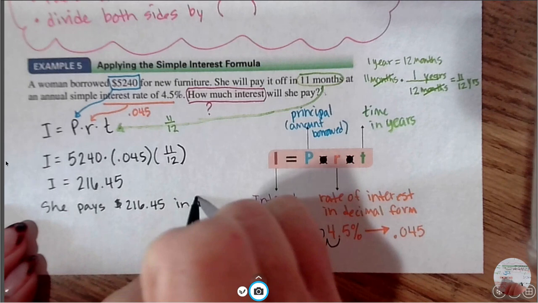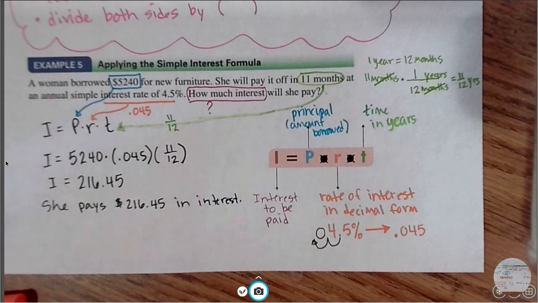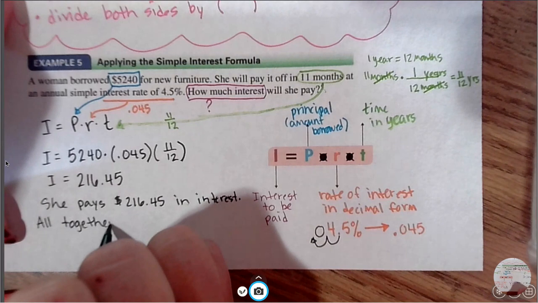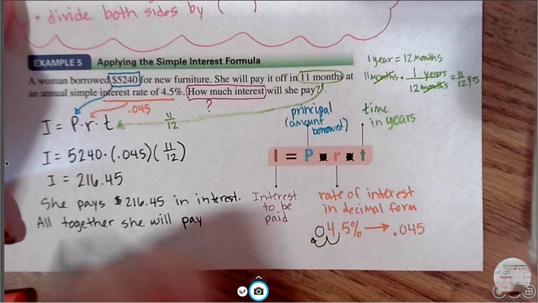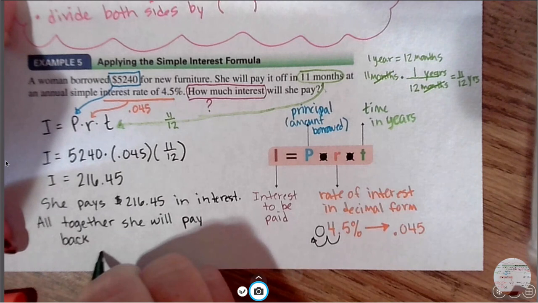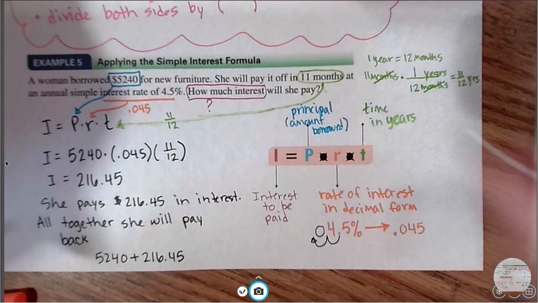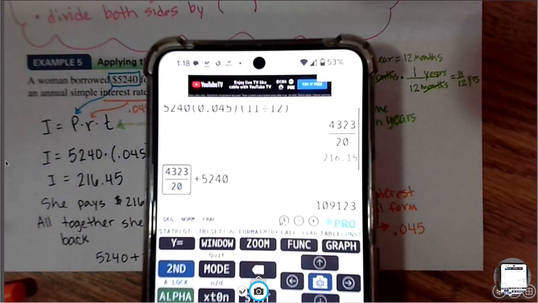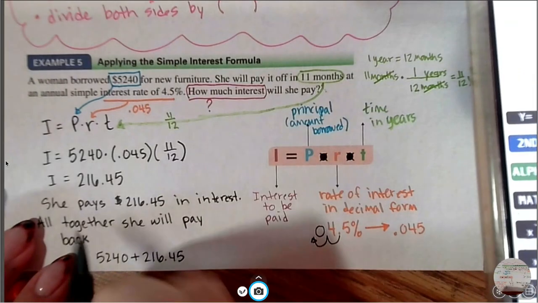So she pays $216.45 in interest. Now, that's not the entire amount that she's going to be paying back. We could figure that out, though. Altogether, she has to pay back the 5,240 plus the interest of 216.45. So I'm going to have to add that to her 5,240. And that's going to be $5,456.45.